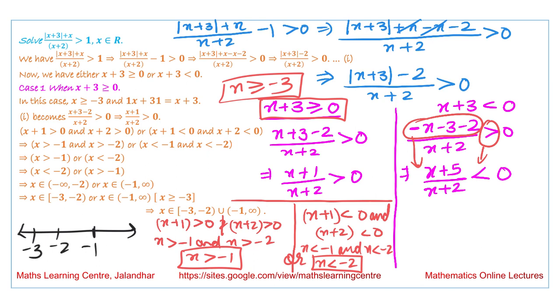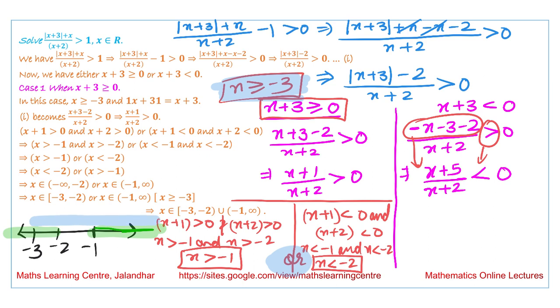What we need is the union of these two. X is greater than minus 1 means we are talking about this region. X is less than minus 2 means this region. And in between these two it is "or", and we are having the condition x is greater than or equal to minus 3. So we are saying that x is greater than or equal to minus 3.